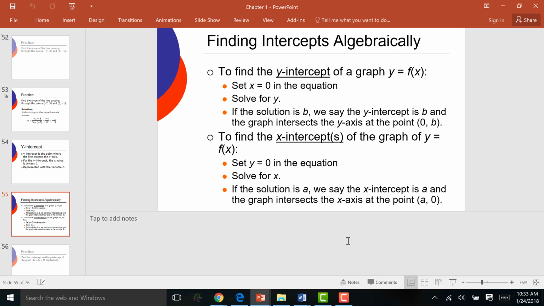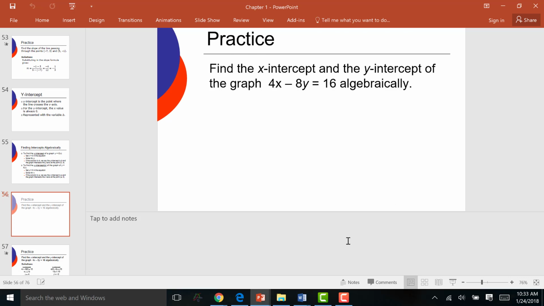Did you understand what we just said? The y-intercept is going to be 0, comma, and whatever the number is, like we did with the last one, 0, comma 3. If it's an x-intercept, it's going to be the number, and the 0 is going to be last. So that's what we got. Let's do the next one, which you'll see on the next slide.